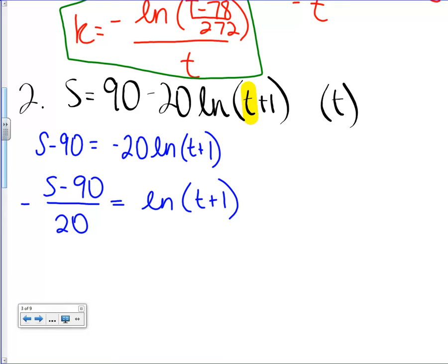Well, if I want to isolate for t, I got to get rid of the ln. And the only way to do that is to rewrite it. What's the base on the ln? E. So this is going to look a little strange, but it's e to the negative s minus 90 over 20 equals t plus 1. And last but not least, we just need to subtract that 1 over.